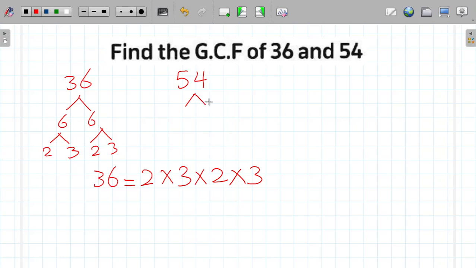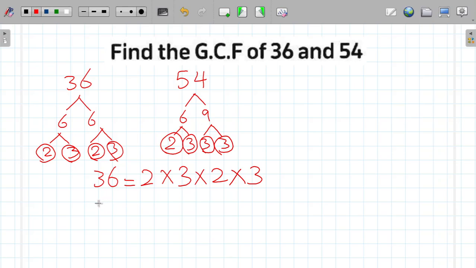Next, I will factorize 54. 54 equals 6 by 9. So 6 equals 2 by 3, and 9 equals 3 by 3. So I have 2, 3, 3, and 3. And here I have 2, 3, 2, and 3. So I will write 54 equals 2 under 2, 3 under 3, 3 under 3, and 3 is alone in one column. So it will be 2 by 3 by 3 by 3.